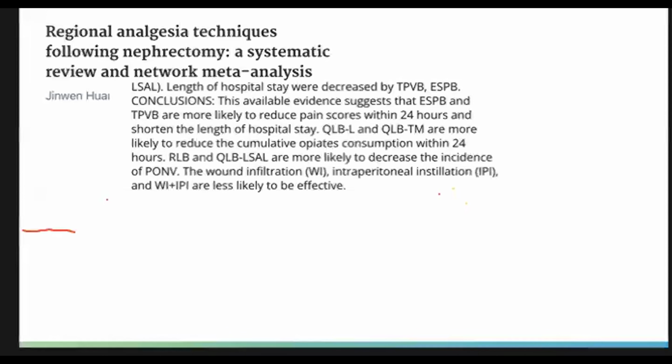Anybody has any other questions? Yes, can I add something? Shishir, for the external oblique, what volume and concentration are you using in these cases? 10 ml 0.2%, ma'am, only. 10 ml 0.2%. Thank you, ma'am.